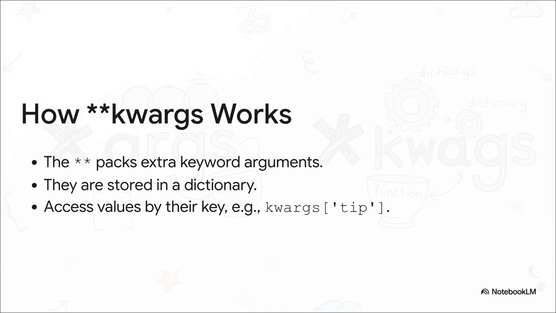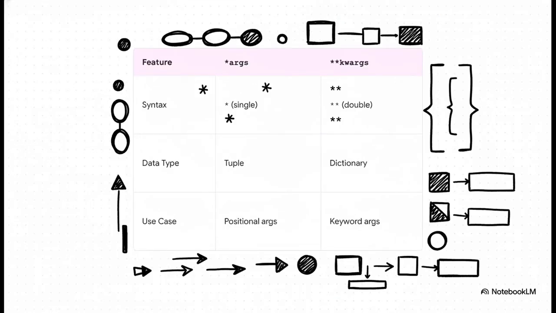So the mechanics here are really similar to args, but with one crucial difference. The double asterisks pack the named arguments, and they get stored in a dictionary, not a tuple. And because it's a dictionary, you access the values using their names, or keys, like kwargs discount. This table right here is the perfect summary. Args uses a single asterisk, it packs arguments into a tuple, and it's for positional arguments. Double kwargs uses a double asterisk, packs them into a dictionary, and it's for named or keyword arguments. It's really as simple as that.